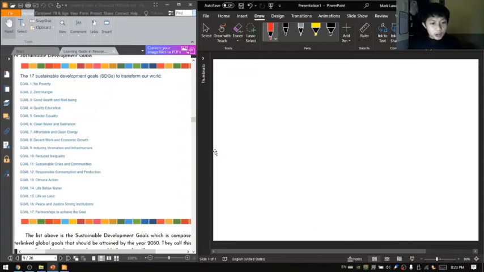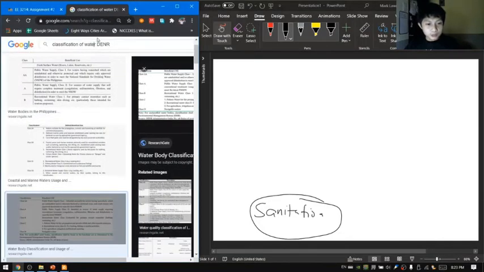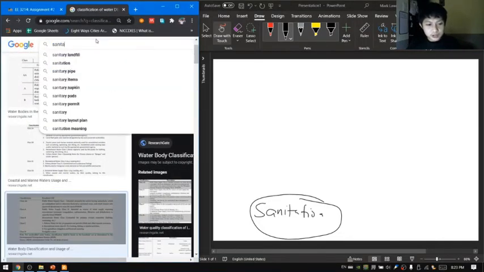Okay, affordable. Okay, sanitation. Sorry. So sanitation. Talk about sanitation. When you talk about sanitation, it means that it is already dirty. It's already been used, so you have to process it. So sanitation is not a problem. Sanitation is actually a solution. But let me check that one out. What's the definition of sanitation?